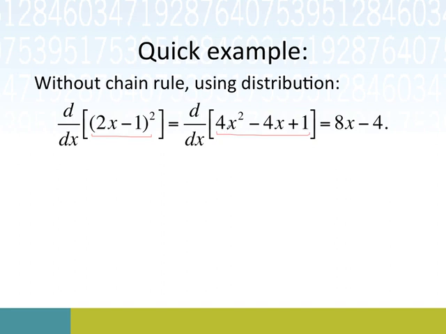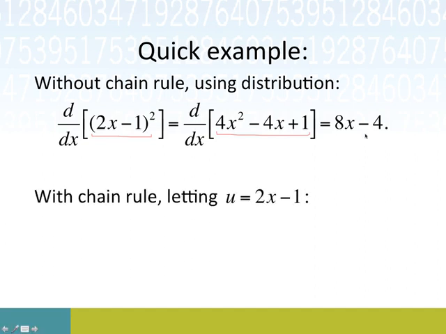Now, there's nothing fancy we need here. We can do this just directly from power rule. So the 2 comes down to give us 8x, the derivative of negative 4x is negative 4, and the derivative of 1 is 0. So now what we have is an answer to compare to when we try this using chain rule. So we should get an answer of 8x minus 4 through this other strategy.